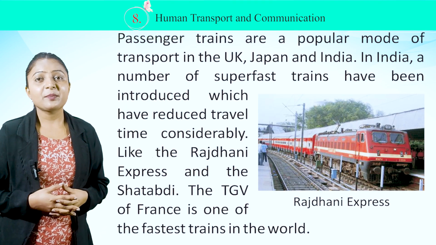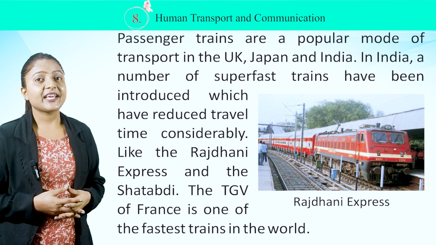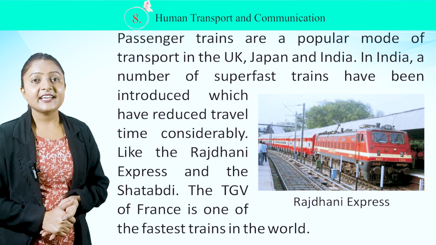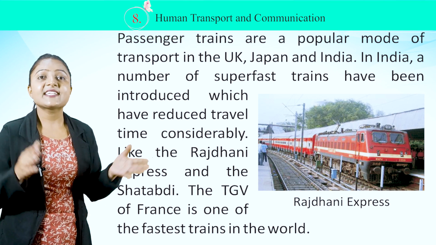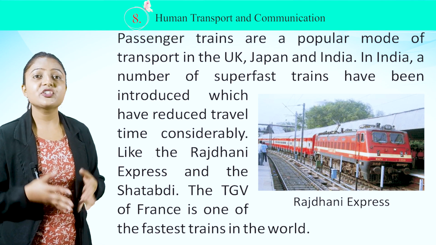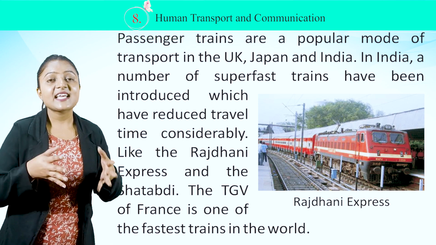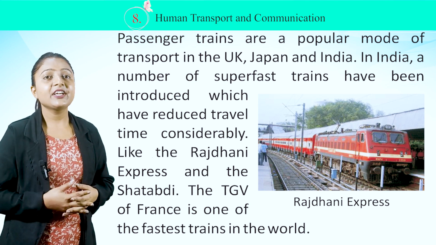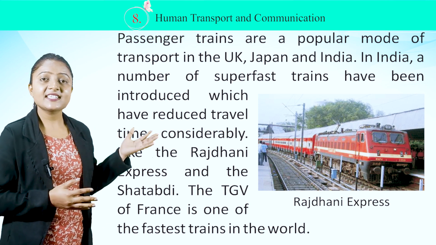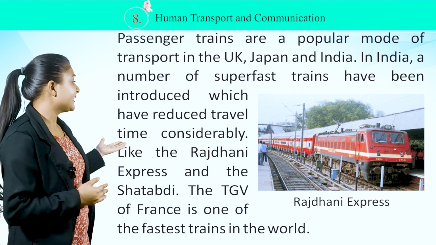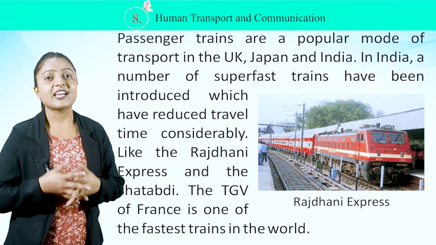Passenger trains are a popular mode of transport in the UK, Japan and India. In India, a number of superfast trains have been introduced which have reduced travel time considerably, like the Rajdhani Express and the Shatabdi. The TGV of France is one of the fastest trains in the world. In this picture, you can see Rajdhani Express.